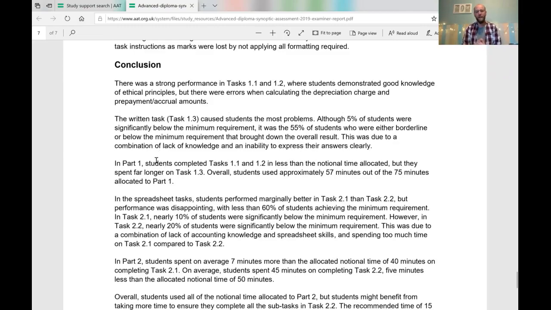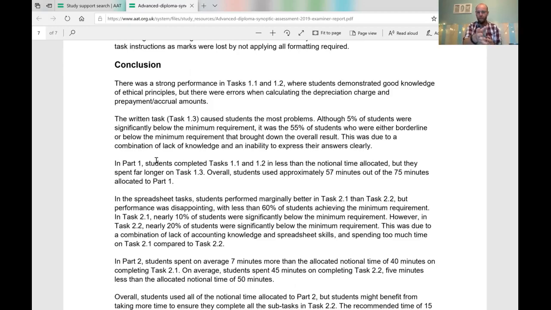So the revision, it says the written task 1.3 caused students the most problems. As we've seen, it is the worst performing task. So although 5% of students were significantly below the requirement, it was 55% of students who were borderline, and remember what I said about borderline, around 2 marks or so can be the difference between borderline and met. So students are getting there, they just need that little bit extra to push them over. And reading the examiner's report and identifying those key areas where students are struggling can be the difference between you being part of that borderline stat or being part of that met stat. So don't underestimate the power of knowing where students struggle and making sure you build that into your revision plan as well.